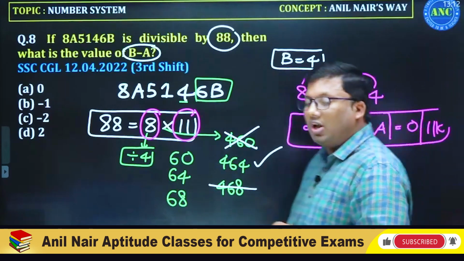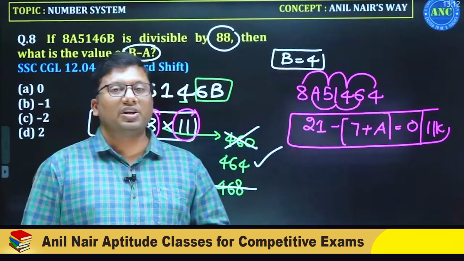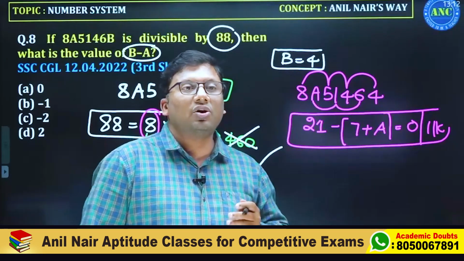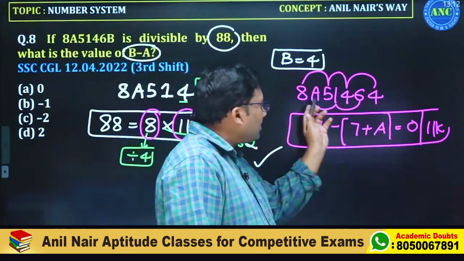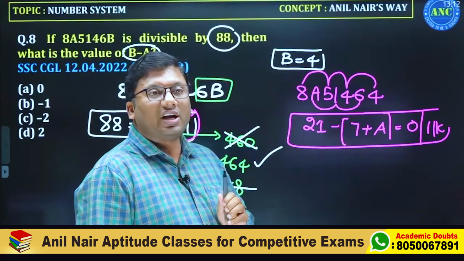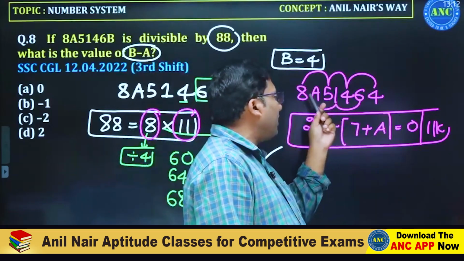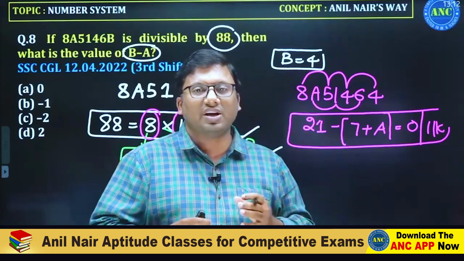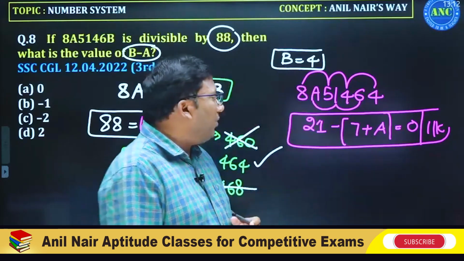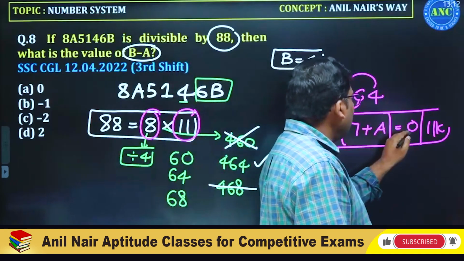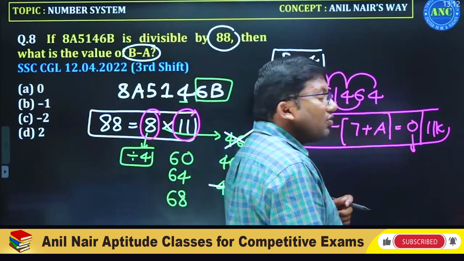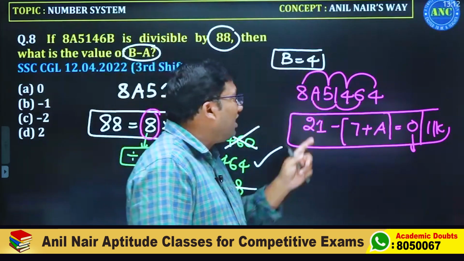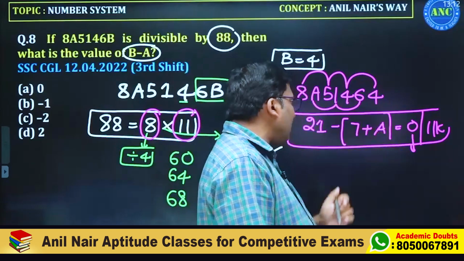The divisibility rule of 11 is that the sum of the odd places minus the sum of the even places should be either 0 or a multiple of 11. The sum of the odd places is 21, and the sum of the even places is 7 plus A. So 21 minus (7 plus A) should be 0 or a multiple of 11. For it to be 0, A has to be 14, but A is a digit, so 0 is not possible.